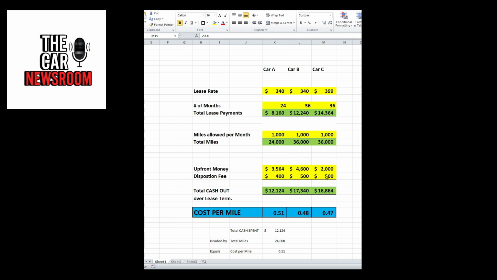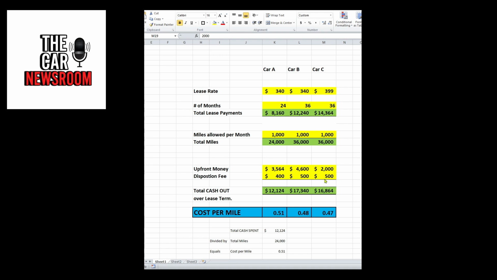Then what we're going to do is add up all these dollar amounts. For car A, we're going to add up the 8,160, add 3,564 to it, and $400 to it. So the total money out of our pocket for the lease vehicle for car A over 24 months, the total cost for those 2 years for that vehicle, is $12,124. The same goes for car B and car C.